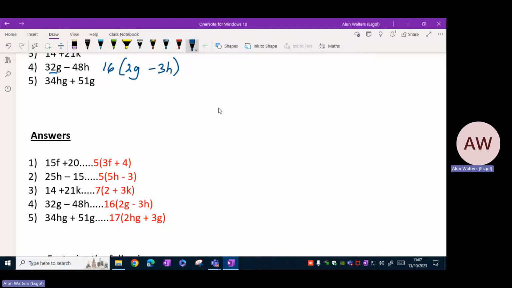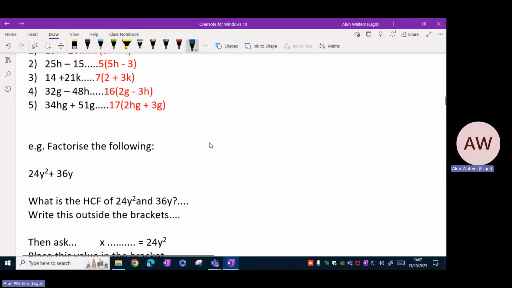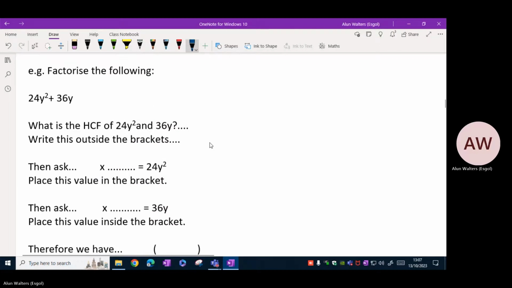And we'll move on. Same thing, you've got two terms, but we're not taking a number outside the bracket, we're taking a number and a letter. So what's the highest common factor of 24y squared and 36y?